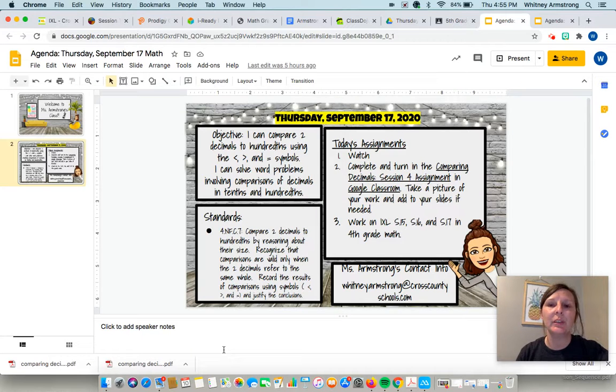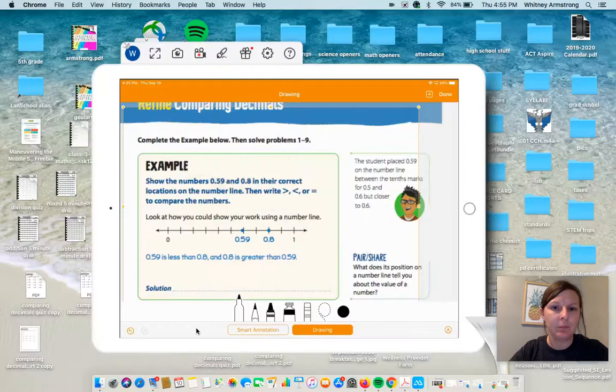Hey guys, so we're still looking at comparing decimals today. We're going to go over everything we've talked about. You'll have a few problems to work out, and then tomorrow will be your quiz. So here we go. We're going to go ahead and get started here.